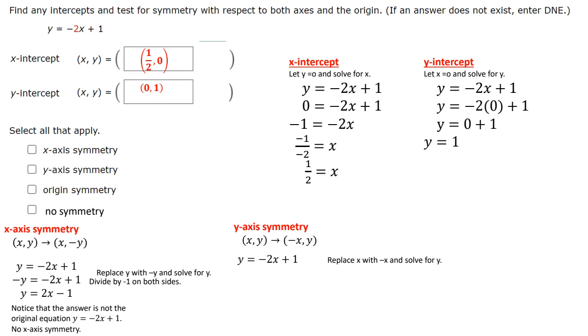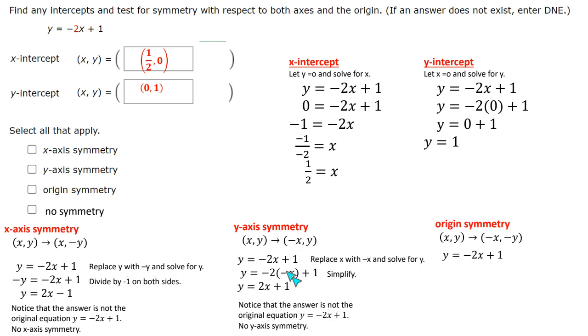So let's go to the next one, the y-axis symmetry. For this one, we change the x to a negative x. And so here's my original equation. Now I'm going to replace the x with a negative x. If I simplify, -2 times -x is positive 2x plus 1. And again, if we compare, this last equation is not the same as the first equation. Therefore, it has no y-axis symmetry.